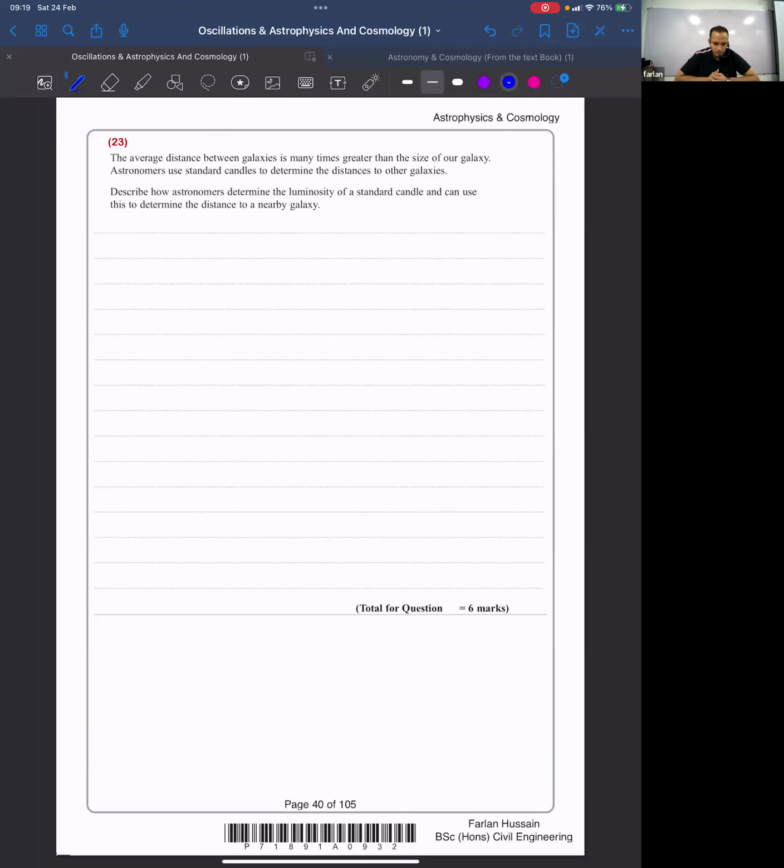Now here they have given 2 parts. One is describe how the astronomers determine the luminosity of a standard candle. And then using that to determine the distance to a nearby galaxy. 6 marker. Write the answer.